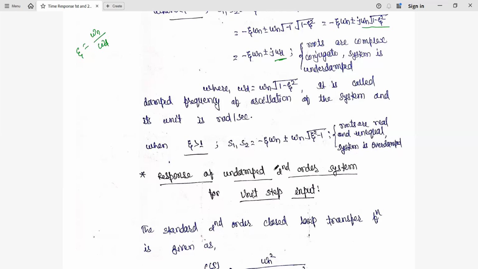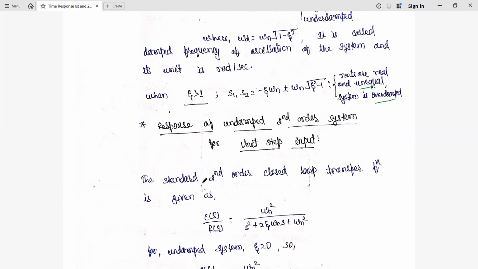The fourth situation is when the damping ratio is greater than 1. We substitute the value as we got earlier, which remains the same: minus damping ratio into omega n plus minus omega n root under the square of the damping ratio minus 1. So here the roots are real and unequal, and the system is overdamped. The damping ratio is more than 1.